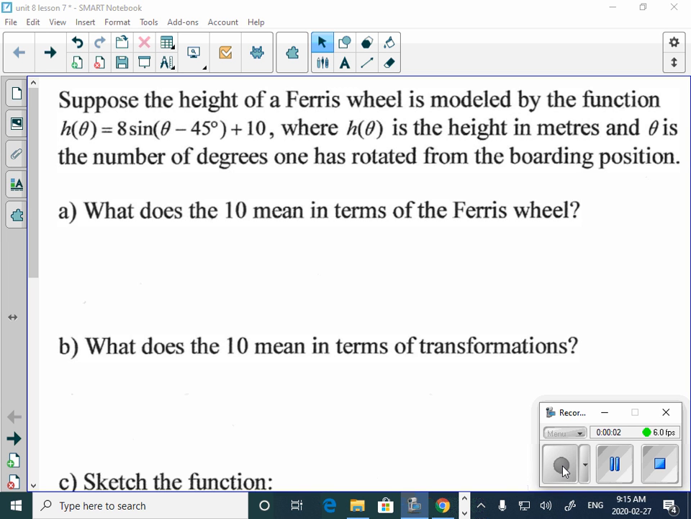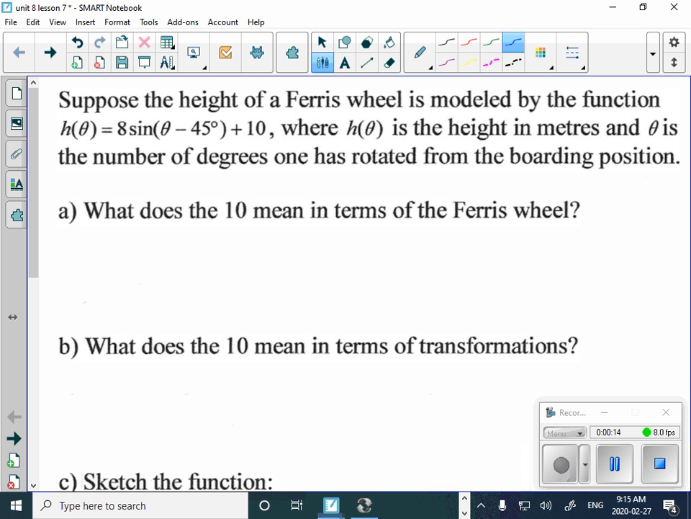Today we're going to spend some time on real-life applications of sinusoidal functions, which sounds like a strange thought right there, but we have a Ferris wheel that is modeled by the function h(θ) = 8 sin(θ − 45) + 10. So this is a description of the height depending on how far we've rotated around from the beginning.